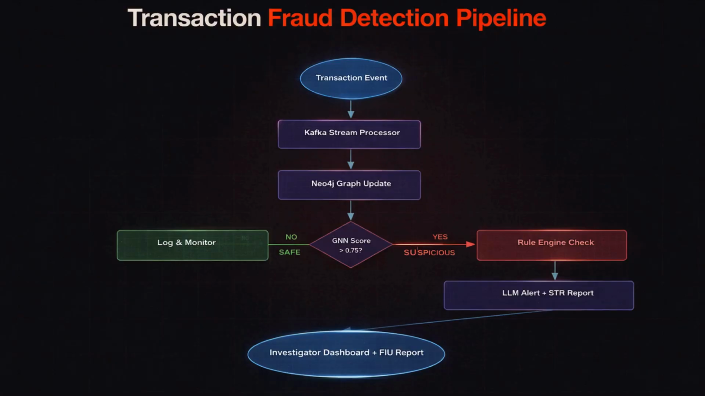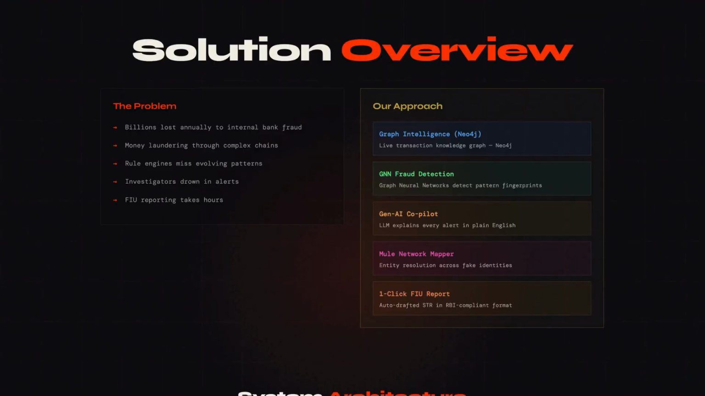The moment a transaction fires, whether it is UPI, NEFT, RTGS, or IMPS, it enters a Kafka streaming pipeline, gets enriched with KYC and branch metadata, and is immediately written into our Neo4j graph engine. From that moment, every rupee has a traceable identity in the graph. On top of that graph, we run 5 layers of intelligence simultaneously: a graph neural network that detects fraud graph signatures, a temporal analysis engine that catches velocity and dormancy signals, an entity resolution layer that links fake identities across accounts, a Gen AI explainability engine that explains every alert in plain English, and a one-click FIU report generator that cuts regulatory filing from 4 hours to under 60 seconds.